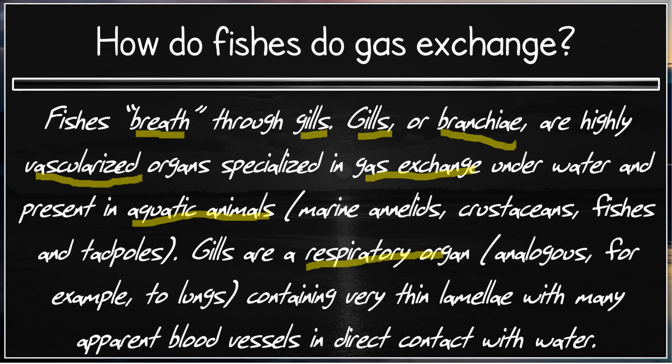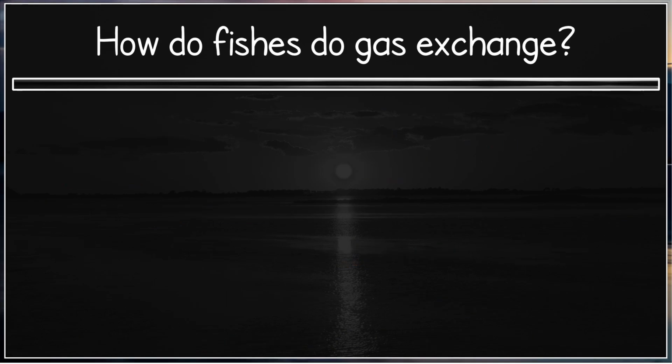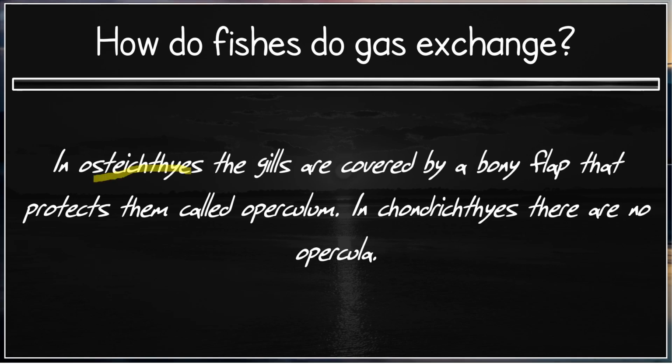Gills are respiratory organs, analogous, for example, to the lungs, containing many thin lamellae with many apparent blood vessels in direct contact with water. In osteichthyes, the gills are covered with a bony flap that protects them, called the operculum. In chondrichthyes, there are no opercula.